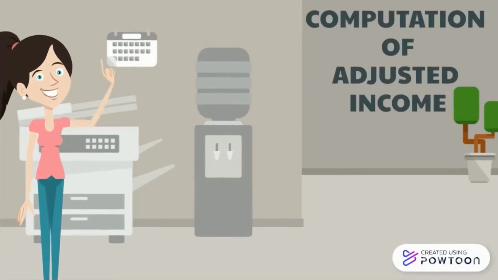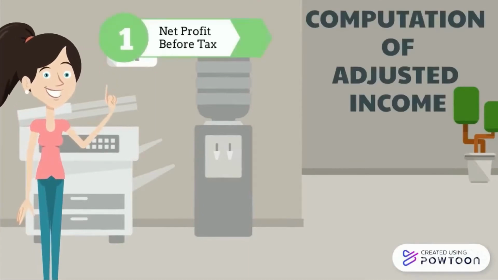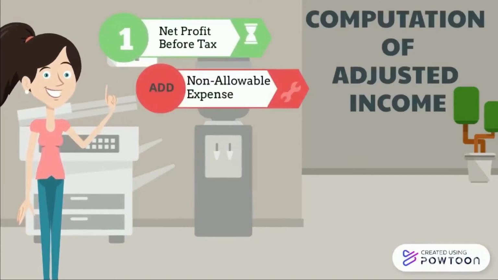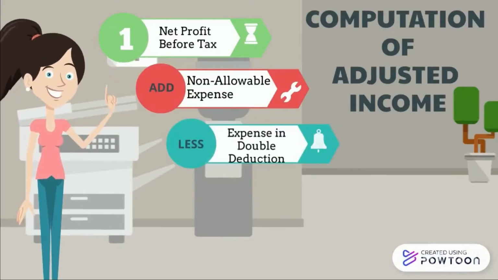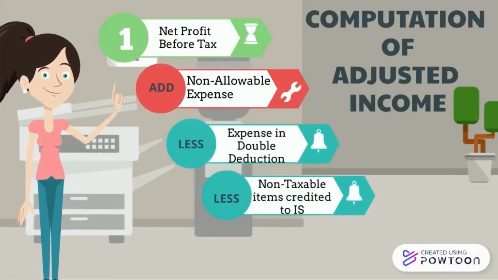In order to compute the adjusted income, you need to identify the net profit before tax of the company. Then you need to add the non-allowable expenses and deduct both expenses eligible for double deduction and the non-taxable items credited to the income statement.